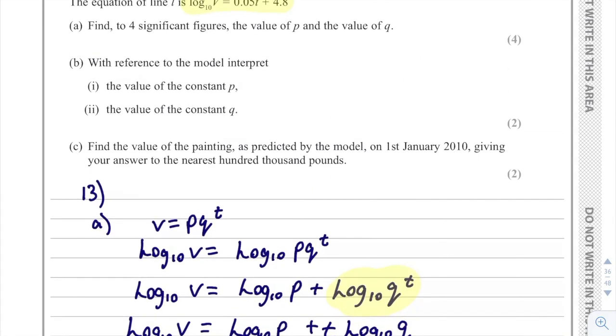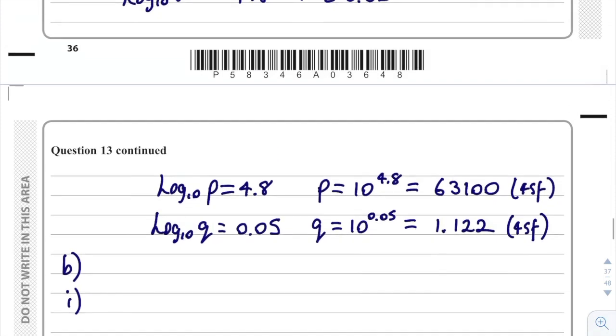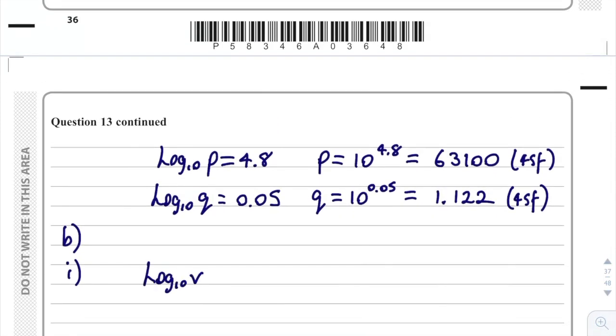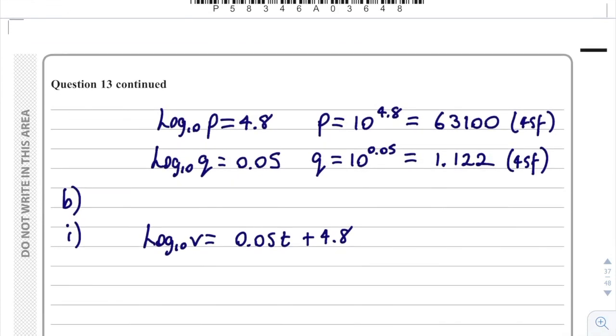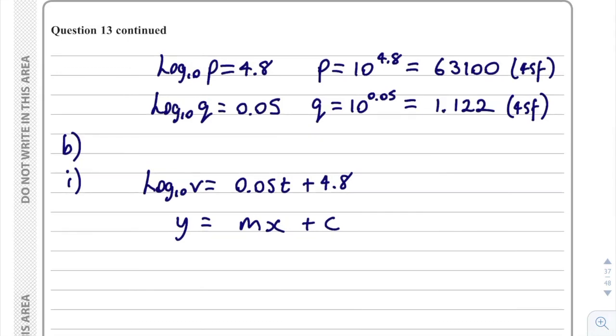Now, part b says, with reference to the model, interpret the value of the constant p and the value of the constant q. So what that basically means is we need to explain what the value of p and q mean in context. So what you should be able to see is that this equation, log to the base 10 of v equals 0.05t plus 4.8, represents the equation of a straight line. And of course we know that the general form for the equation of a straight line is y equals mx plus c. So c, in this case, which is our y-intercept, is 4.8, and m, which is our gradient, is 0.05. So that's basically what I need to explain. I basically need to refer these figures back to the context of the question.